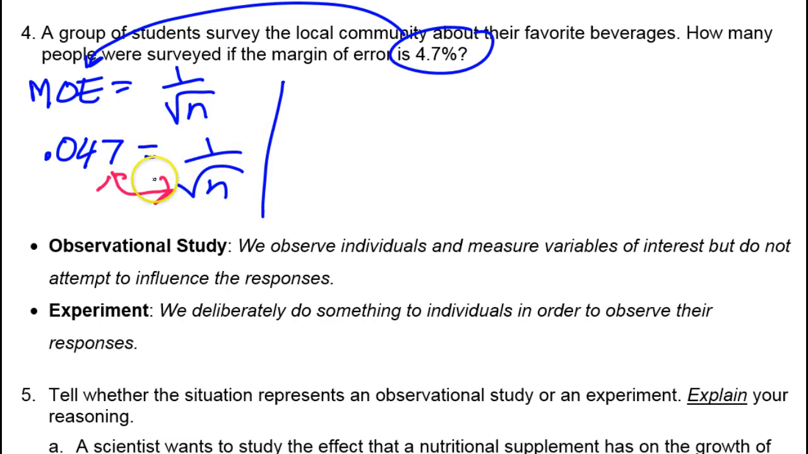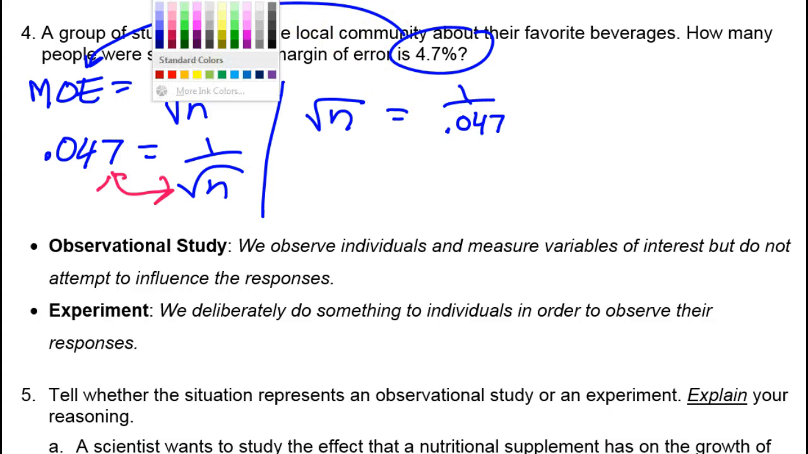So if you make that switch, which you're allowed to do, that's going to give you the square root of n is equal to 1 over 0.047. Do not put this in your calculator yet. Don't make a decimal now. Leave it like this.